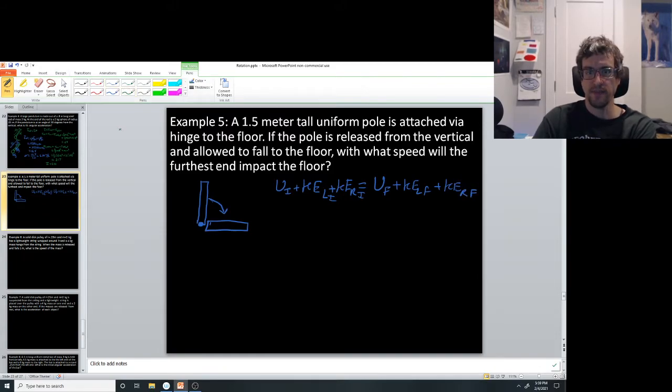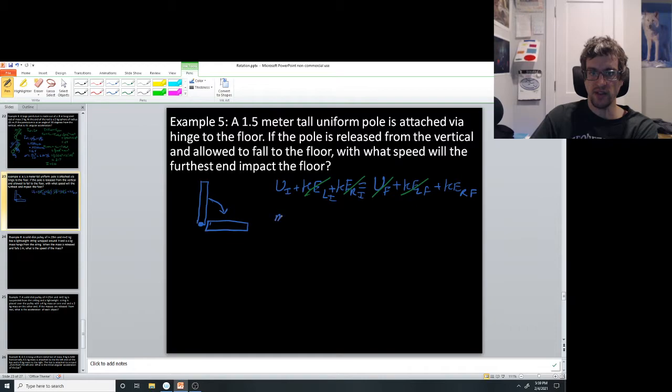So looking at that, obviously these two are 0. This one's also 0. When you have an object that's only rotating, there is no linear kinetic energy. I know it's not rotating around its center, but we still don't count it. It is being forced to just rotate. And U final is also 0, because it hits the ground. It's on the ground.